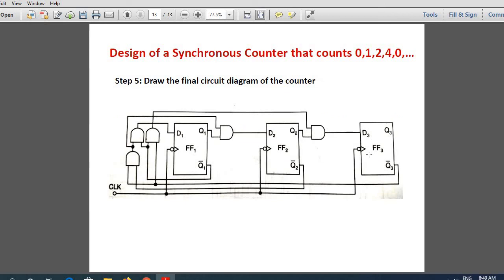Now I can draw the final circuit. I hope by now you know how to draw the final circuit. Now that's all for today's class, specifically the design of counters that go through a particular sequence. Thank you.